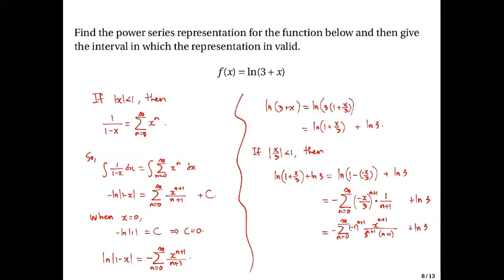And we can bring this negative inside. Or maybe you can take out the negative here and multiply it with the negative here. Whatever you do, what you will get is the following: the series from n equals 0 to plus infinity of negative 1 raised to n, x raised to n plus 1 over 3 to the n plus 1 times n plus 1, and then plus the ln of 3.